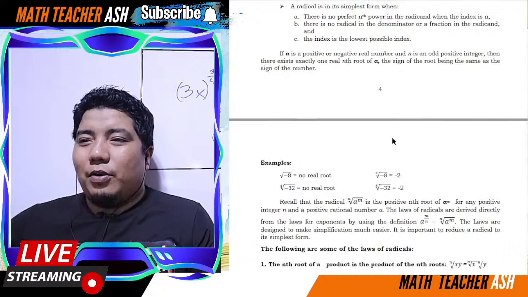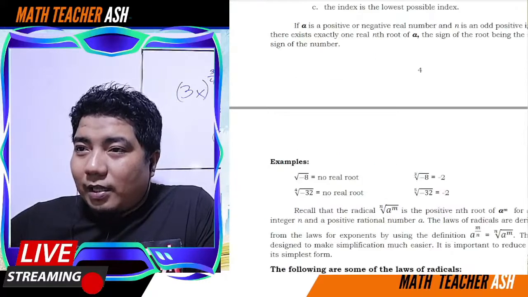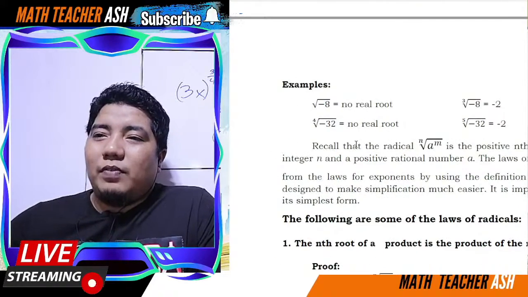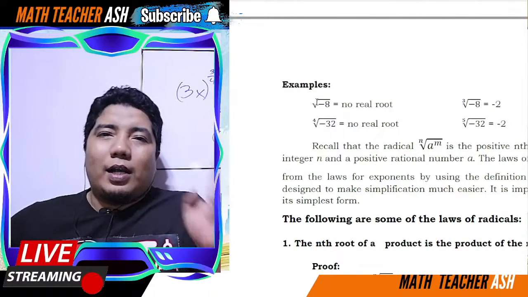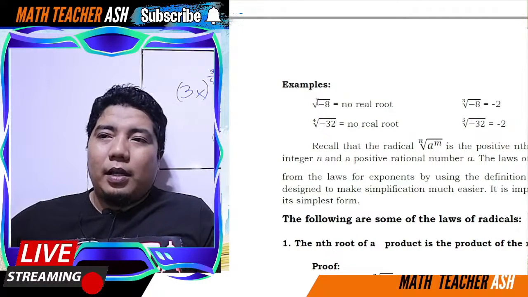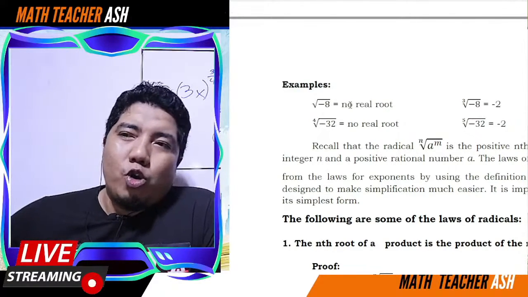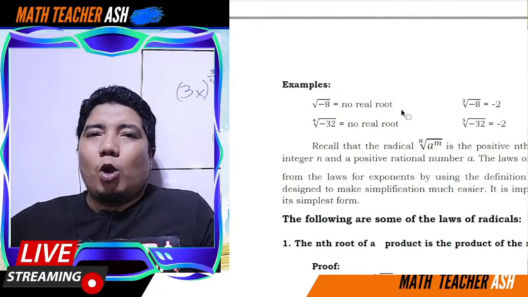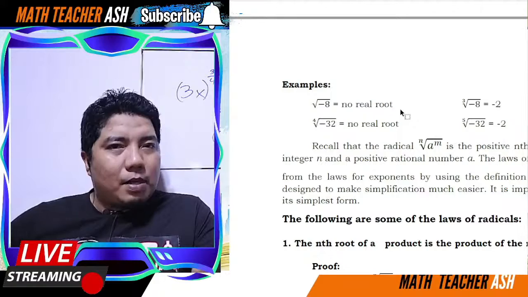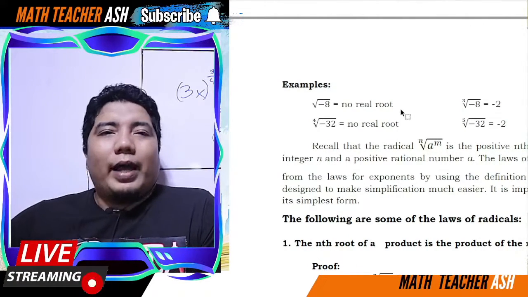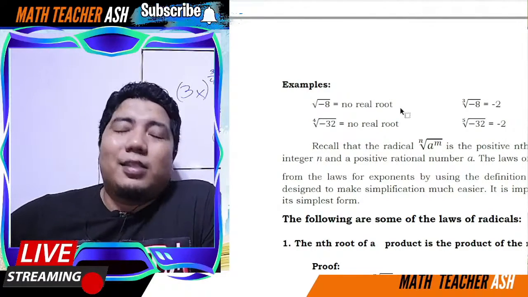Okay, example. Palakihin natin ito. So we have here the square root of negative 8. So dahil ang ating index dito ay 2. Now, kung ang index mo ay even number, tapos yung radicand mo ay negative, walang sagot dyan. Ang sagot, no real root. Bakit? Wala kang number na multiply sa sarili niya ng 2 beses, ng 4 na beses, ng 6 na beses, and so on and so forth, na ang sagot ay negative number. Never talaga yan mangyayari. Kahit i-calculate mo, ang lalabas dyan ay syntax error.